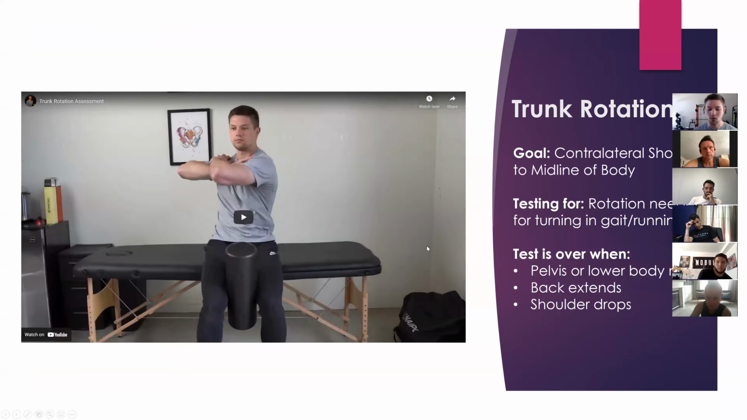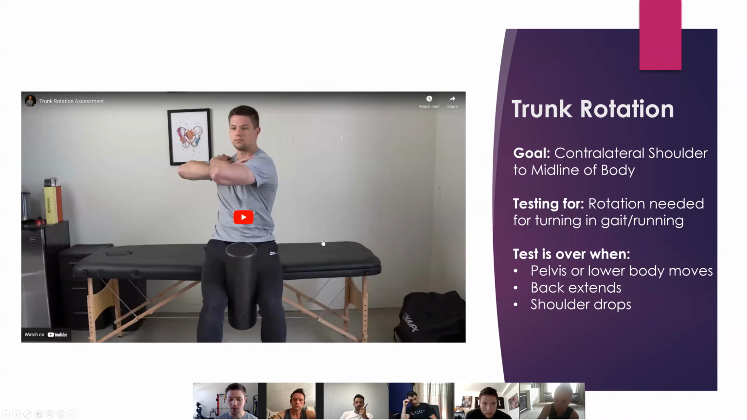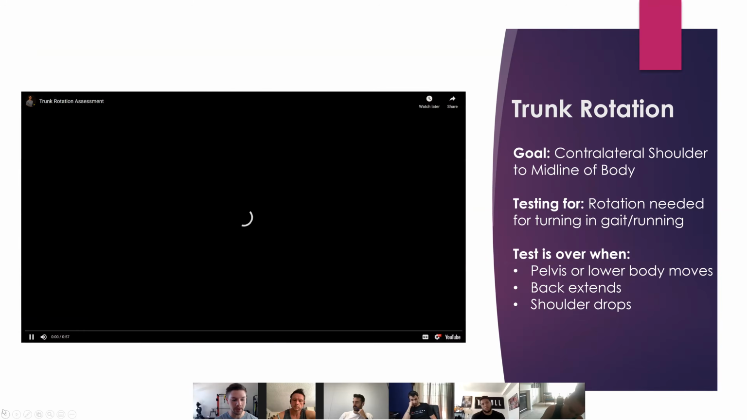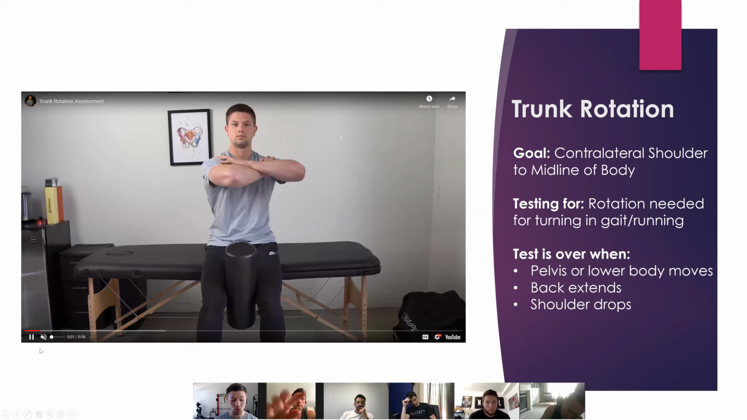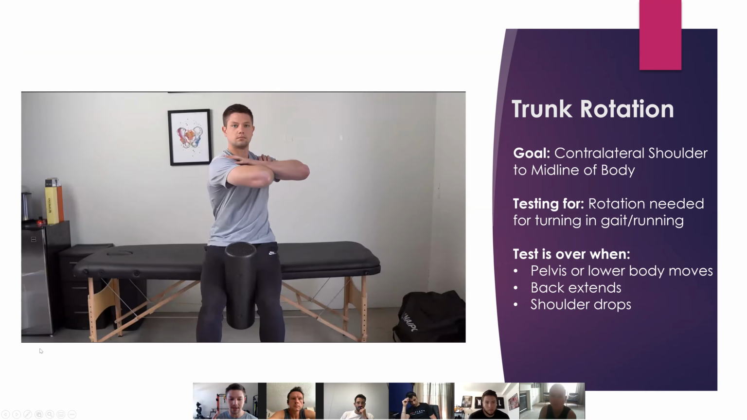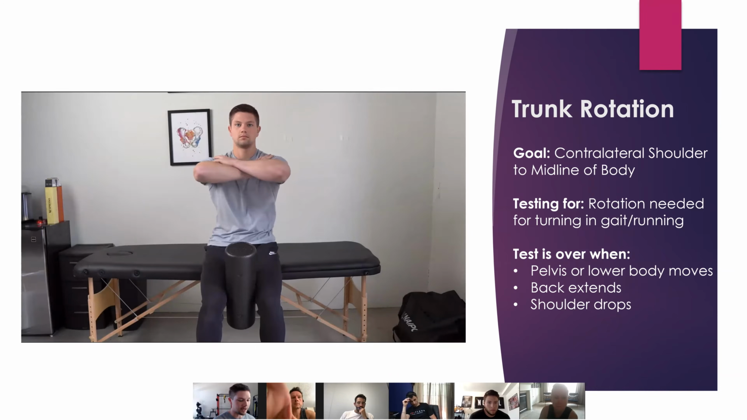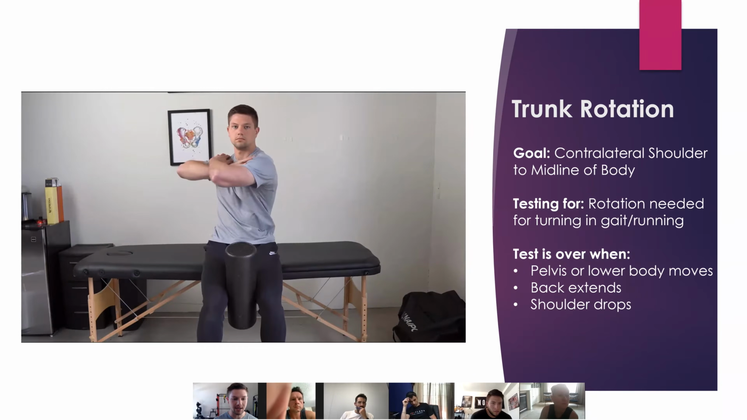The last one I wanted to incorporate is trunk rotation. Now, this is more of an upper body test, but I think it's also an important one, because if you can't get your body to dissociate, you can't get the ability for yourself to turn to one side, then your pelvic movement is going to be dramatically compromised as a result.